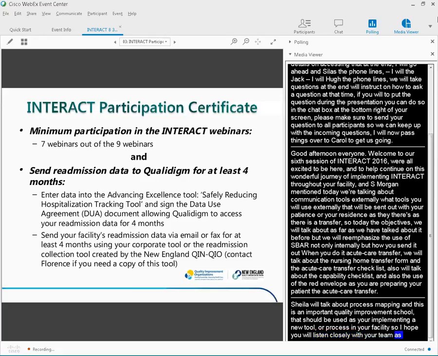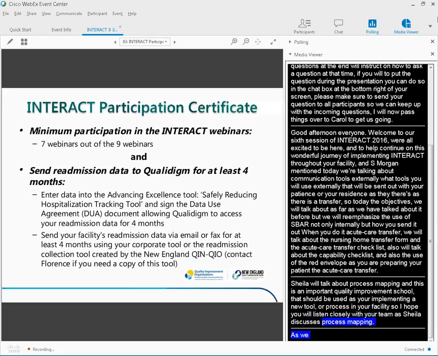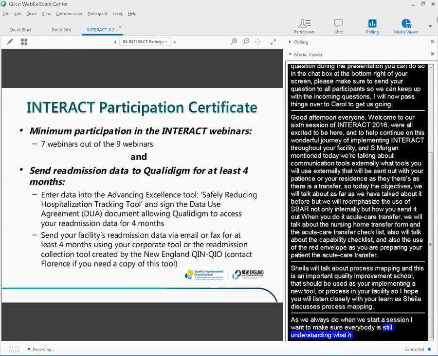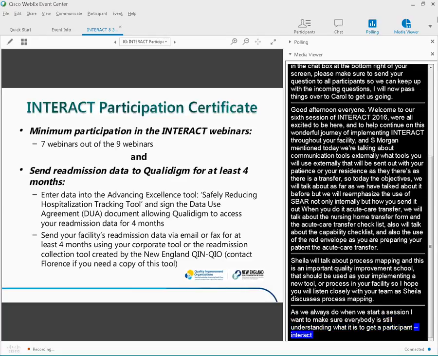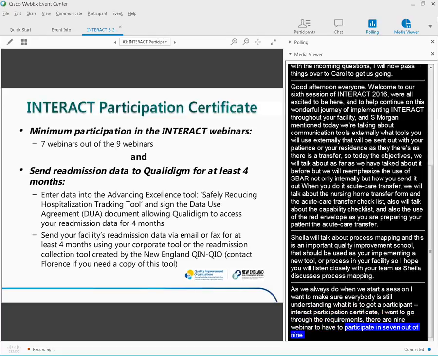As we always do when we start a session, I just want to make sure everybody is still understanding what it is to get an Interact participation certificate. Again, I just want to go through the requirements. There are 9 webinars. You have to participate in 7 out of the 9 webinars, and you have to send us at least 4 months worth of readmission data.